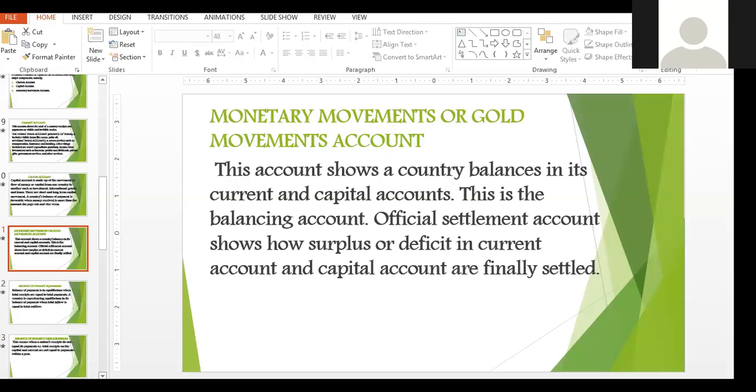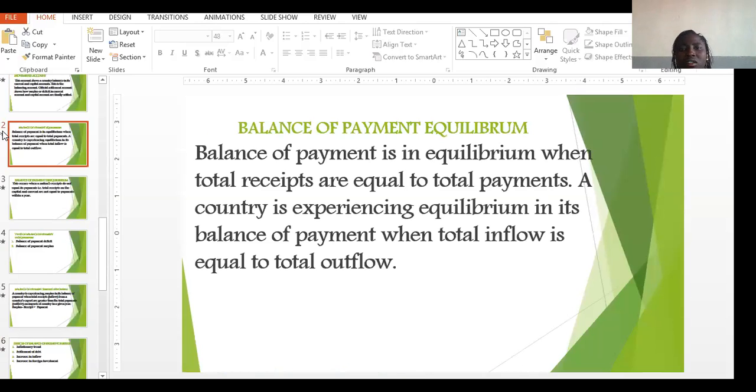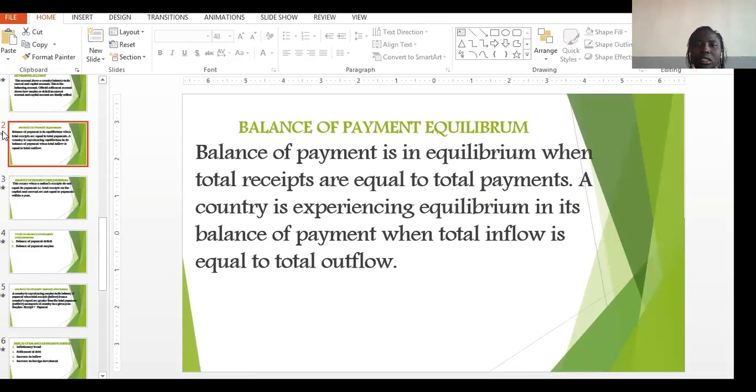All right, let's move to the next thing, which is balance of payment equilibrium. Once you hear about equilibrium, you know that it is not one thing, because it takes two to tango. Equilibrium is just talking about equal parts. I know this word equilibrium is not new to you guys in SS2.